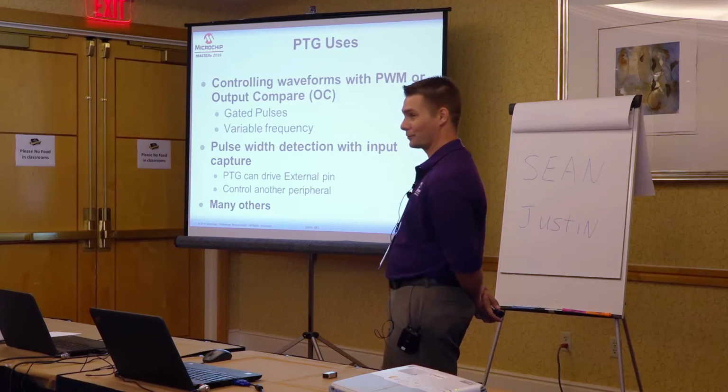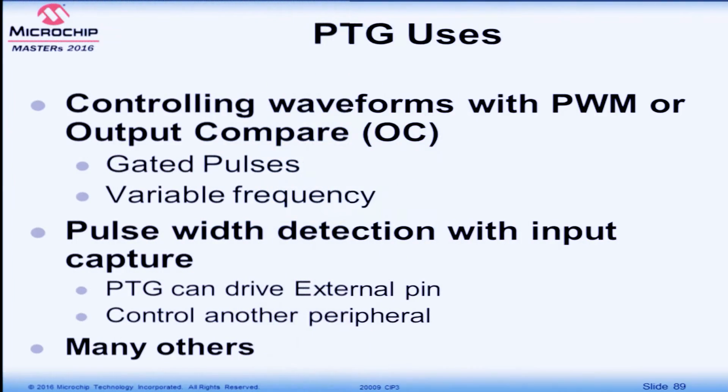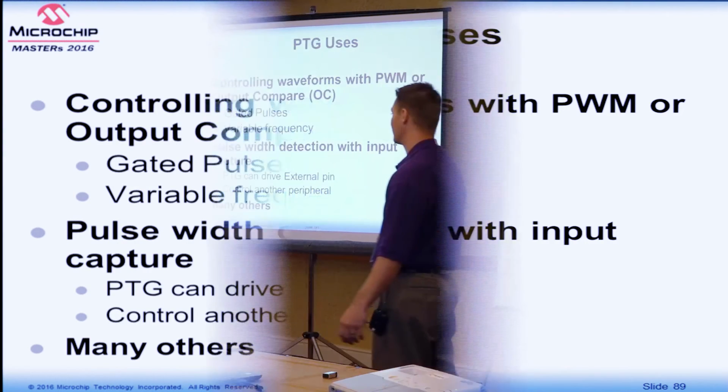So what can it be used for? Well, all kinds of things. In the context of communications that this class is about today, you could use it for generating or controlling waveforms. And you could use either that PWM or the output compare function of the CCP to do that. You could create gated pulses or variable frequency waveforms. Another thing you could do with it is to do pulse width detection using the input capture peripheral.